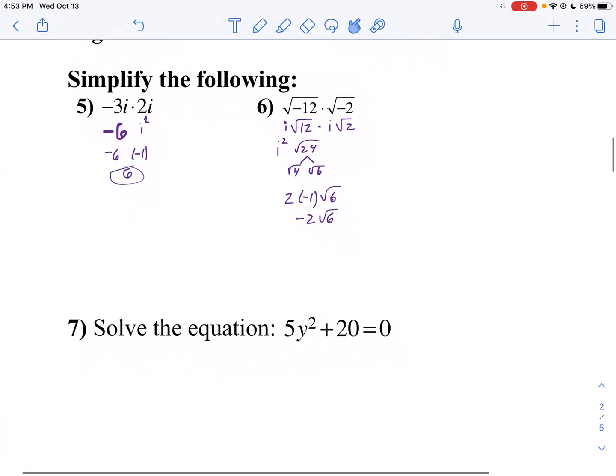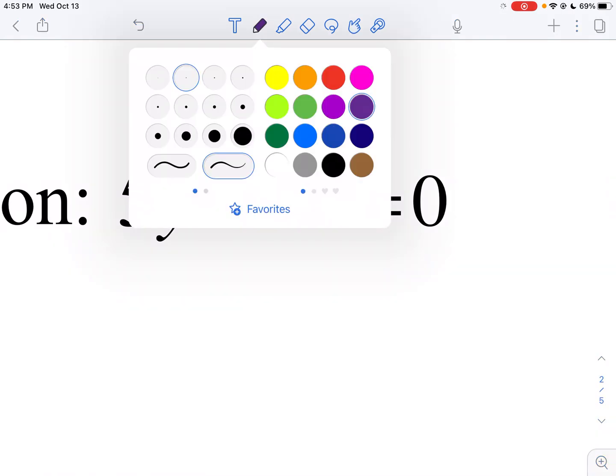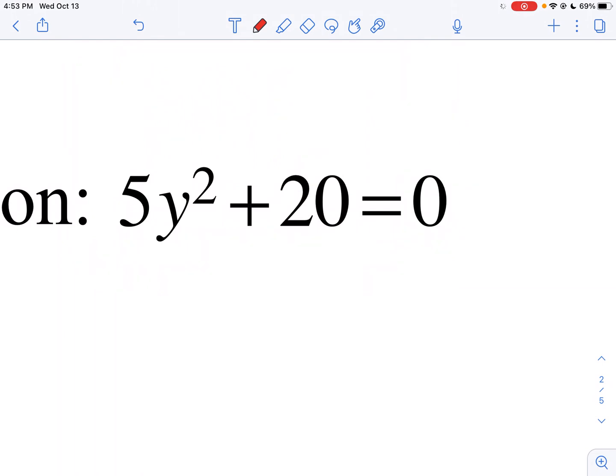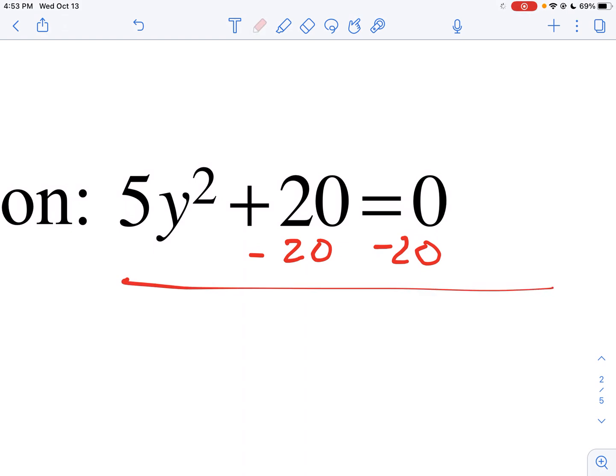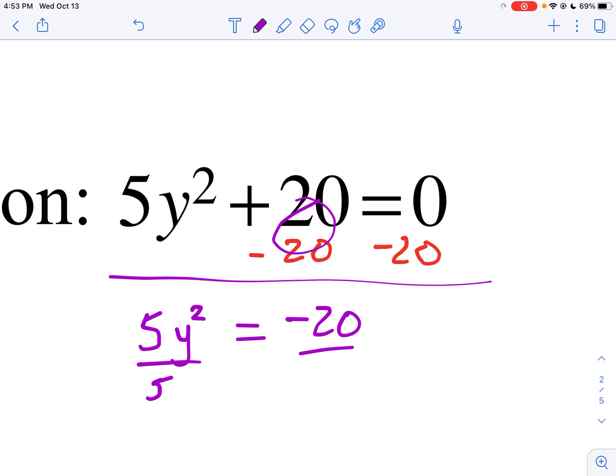Okay, let's solve an equation. So here's what we're going to do. We're going to solve it like we normally do. I'm going to subtract 20 from both sides first. Bring down the 5y squared. Notice negative 20 plus 20 is 0, equals negative 20. Now we'll divide both sides by 5. We'll get y squared equals negative 4.